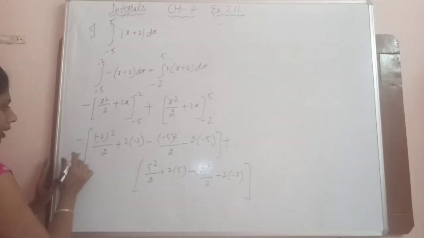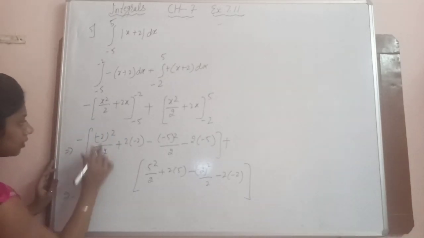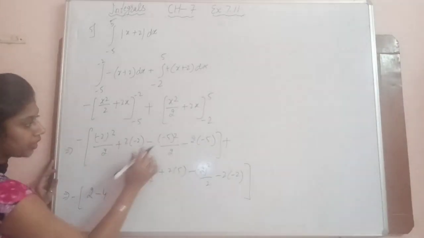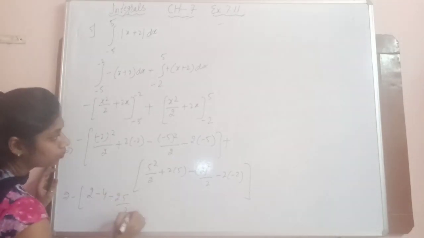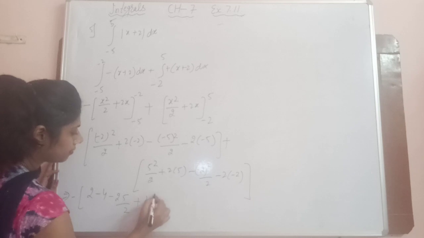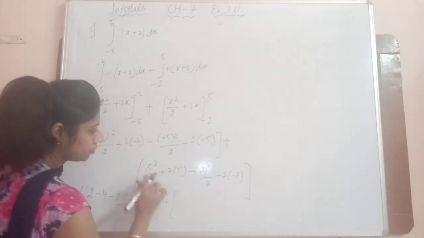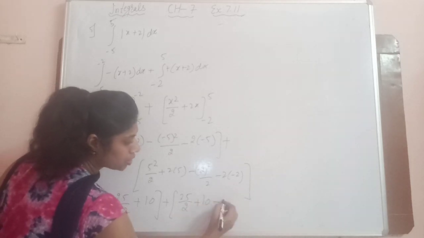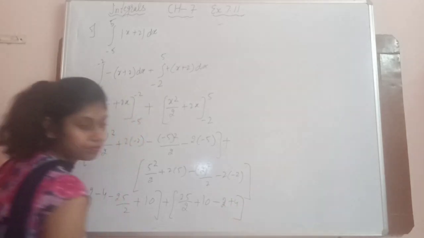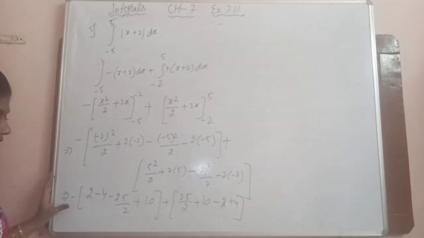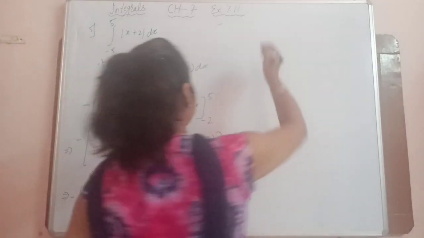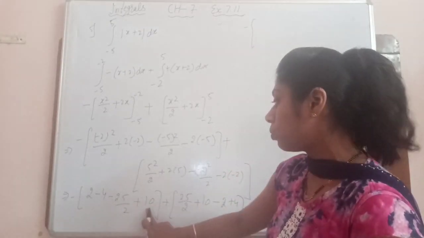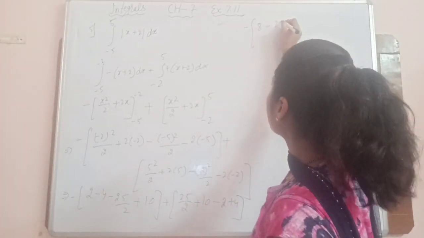Now simplify it. Here is the minus sign outside: minus 2 square is 4, 4 upon 2 is 2, minus 4. Here minus 25 by 2, minus minus plus, so plus 10. Similarly solve here: 25 by 2 plus 10 minus 4 by 2 is 2, minus minus plus 4. Now see which similar terms will be cancelled, or you can solve it simply. Minus as it is, 2 minus 4, minus 2 plus 10, 8. 8 minus 25 by 2.